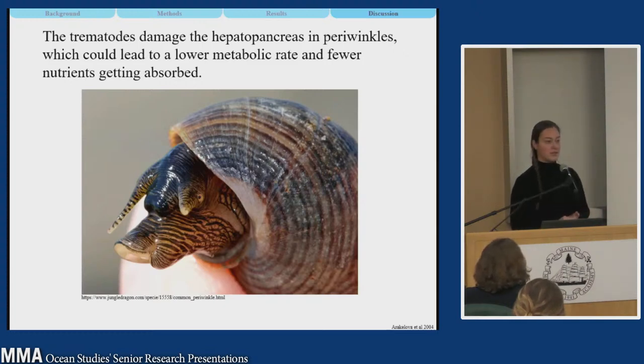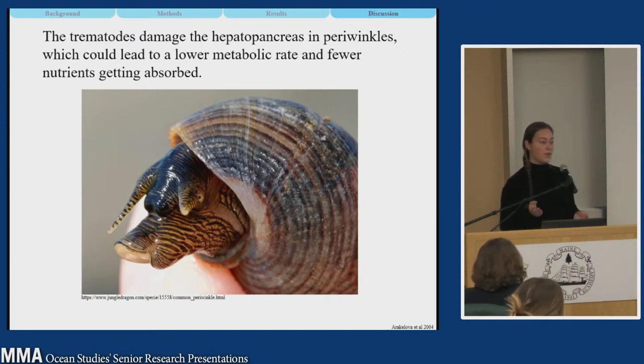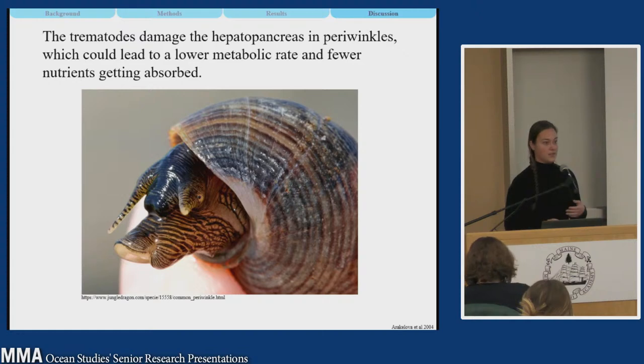So the trematodes damage the hepatopancreas, the digestive glands of these periwinkles, and this can lead to a lower metabolic rate and fewer nutrients getting absorbed. The trematodes, especially when they are exiting from this periwinkle to go onto their next host, cause a lot of damage throughout the periwinkle's body. This is holes and rips and tears as they're exiting the hepatopancreas. With the digestive glands, if there are holes, then there is not as much surface area to absorb the nutrients that these periwinkles are going to need to use for energy.